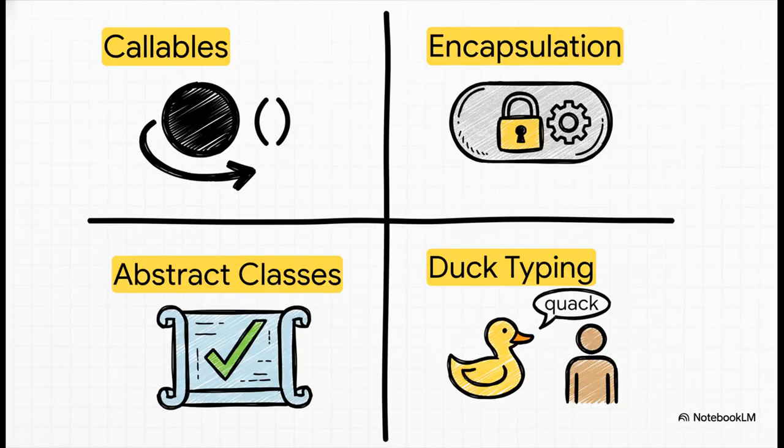So let's just recap real quick. We've looked at 4 tools to make our code better: callable objects that act like functions with a memory, encapsulation to protect our data, abstract classes to enforce design rules, and duck typing to give us maximum flexibility by focusing on behavior. These are real-world tools you can start using right away.